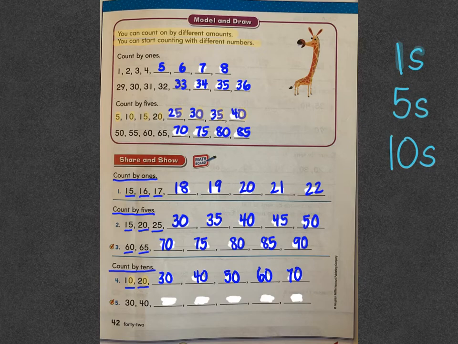Let's try the next one, starting at 30. 30, 40, 50, 60, 70, 80, 90. And what would the next number be if we were to add 10 more? It would be 100.